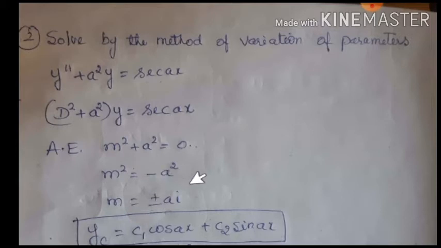So for a complex root, how to write it down? The alpha value is 0 here. The beta value is a. So e to the power of alpha x, that is, alpha value 0 means e to the power of 0x, which is 1. Hence we didn't write it here. Into c1 cos beta x. What is the beta value here? It is a. So c1 cos ax plus c2 sin ax will be the complementary function of the given differential equation.